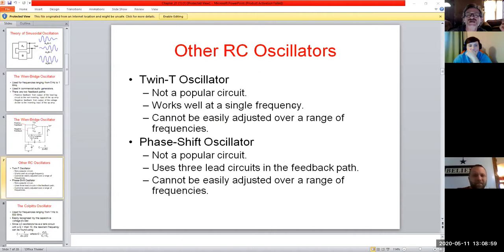There have been other styles out there. They're just not very efficient, if you will. One called the Twin T wasn't very popular. A phase shift style one, but again, that wasn't very popular as well. They just like to look at these styles more for learning experiences over anything.